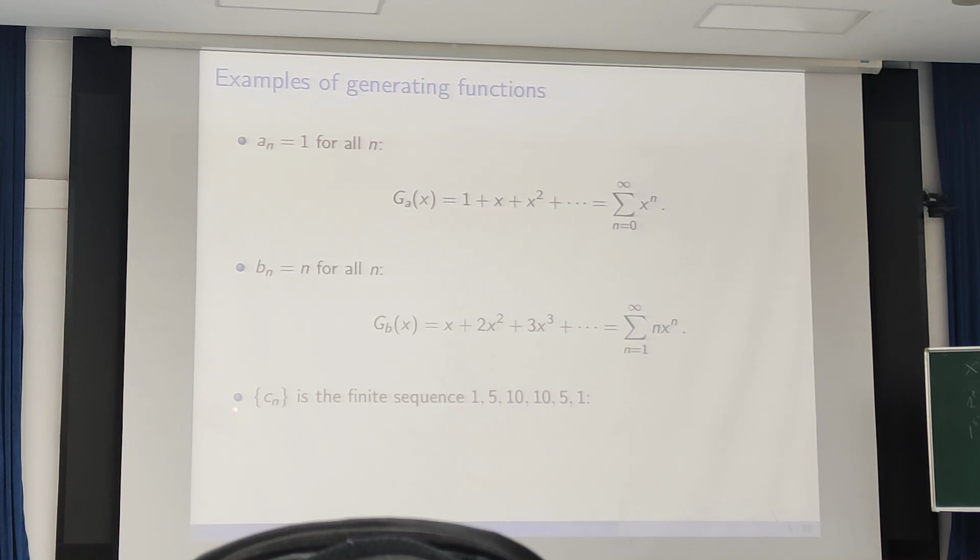Okay, so the third example is about a finite sequence. As I said, for a finite sequence, instead of an infinite power series, you have a polynomial. For this one, we have a polynomial of degree 5. So 0, 1, 2, 3, 4, 5. The generating function associated with this sequence is this polynomial, and you can see that it is 1 plus x to the power 5.